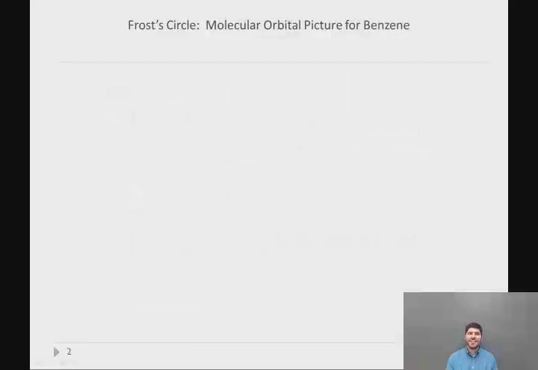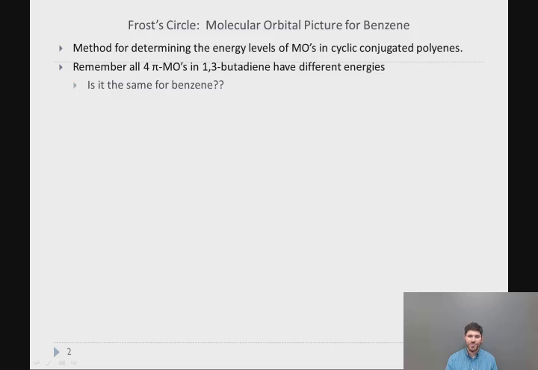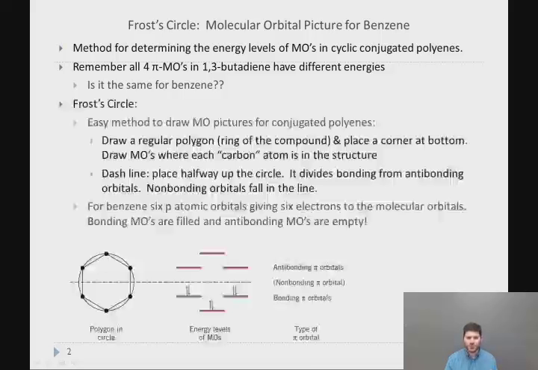Now, the key theory question that we need to answer is, what are the energies of these molecular orbitals? Which ones are filled? Which ones are empty? An easy way to do this is to use something called Frost's circle to determine the molecular orbital picture. In 1,3-butadiene, all 4 molecular orbitals had different energies. In linear 1,3,5-hexatriene, all 6 molecular orbitals have different energies. Is this also true for benzene?